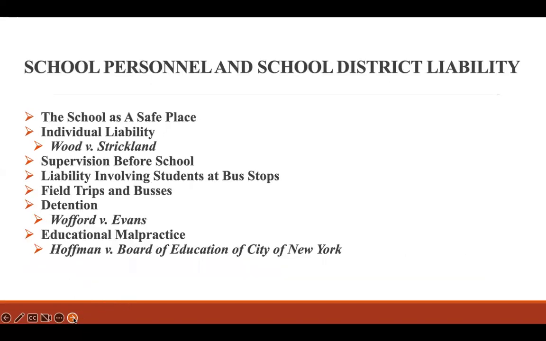And so let's talk a little bit about some of the aspects of individual liability. The school is a safe place. Under certain conditions, personnel are held individually liable for actions that result in injury. And liability is generally imposed in instances where it can be demonstrated that a school employee's action violated clearly established law and that the employee exhibited reckless disregard for the rights of the plaintiff.